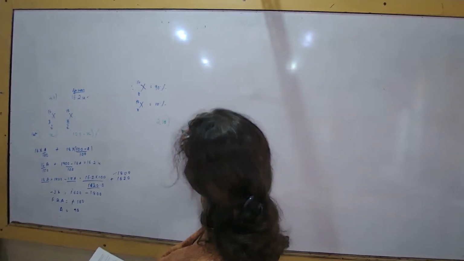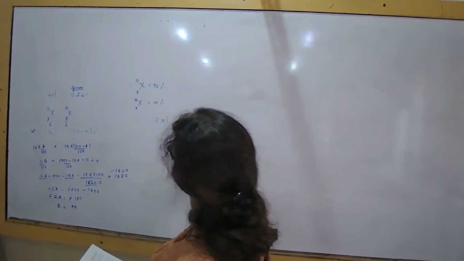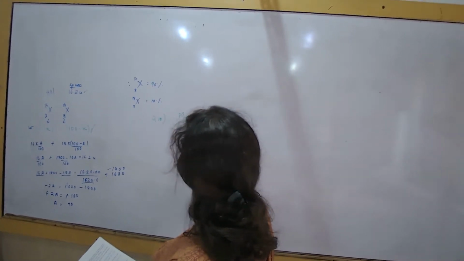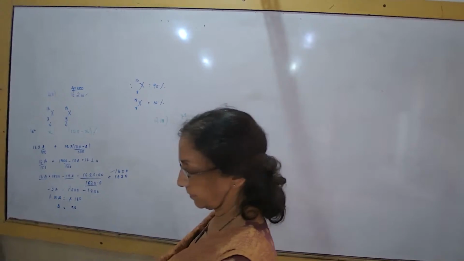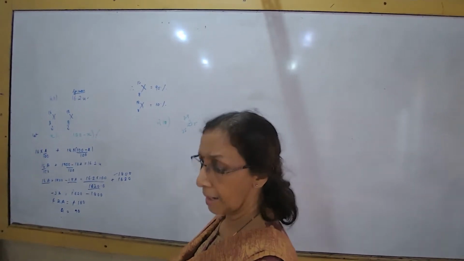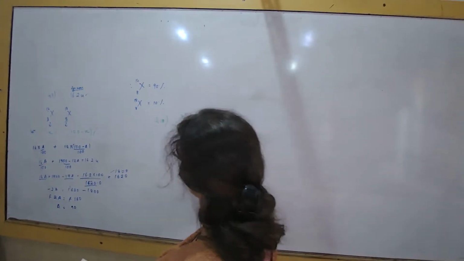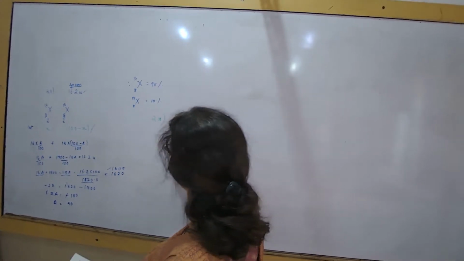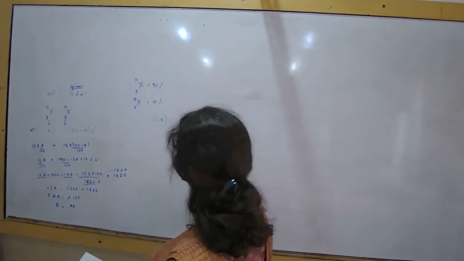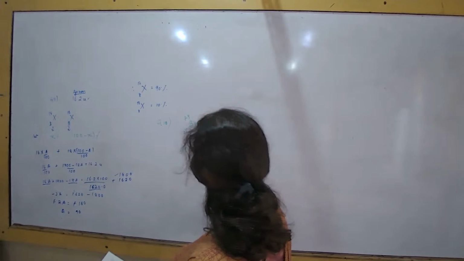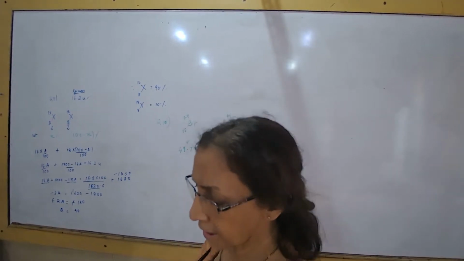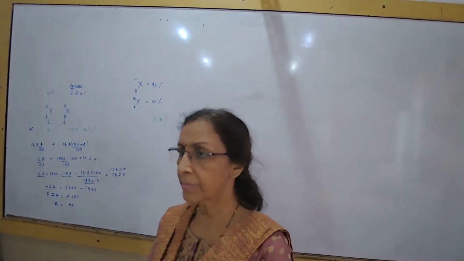Bromine, atomic number 35, with mass numbers 79 and 81. And the percentages are also given. How much is it? 49.7 and 50.3. Calculate the average atomic mass of the bromine atom.